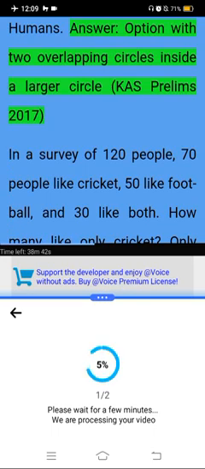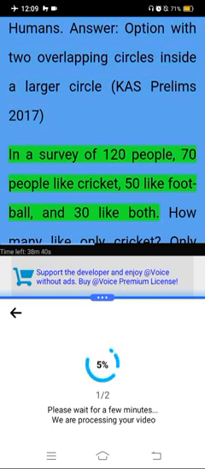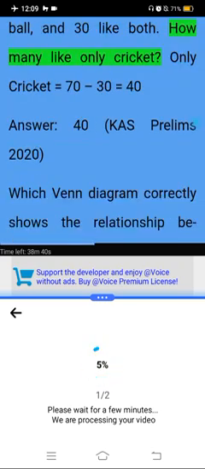CAS Prelims 2017. In a survey of 120 people, 70 people like cricket, 50 like football, and 30 like both. How many like only cricket? Only cricket equals 70 minus 30 equals 40. Answer: 40.